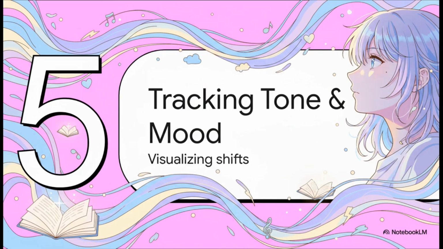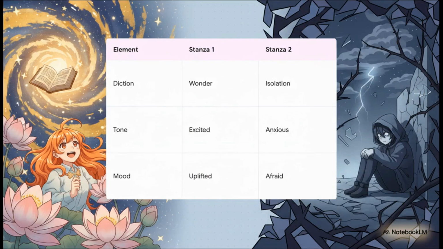Section 5. Tracking tone and mood. Visualizing atmospheric shifts. Let's see how all these devices work together to build the broader structure of a poem. By tracking the diction, tone, and mood stanza by stanza, you can actually visualize the emotional transformation of the text. You might see a poem start out with feelings of wonder and awe in stanza 1, and then you visually track how the diction shifts to create isolation and fear in stanza 2. It's a seriously powerful way to map the writer's craft.